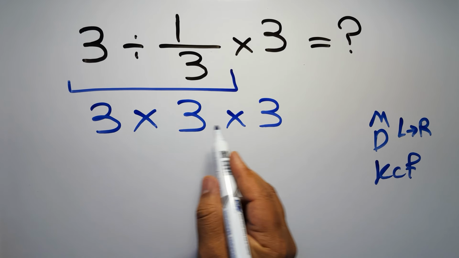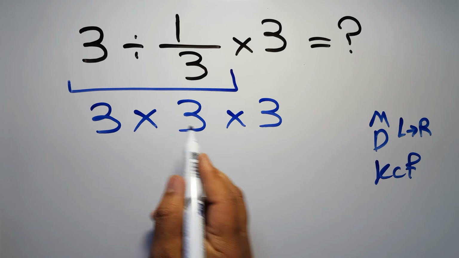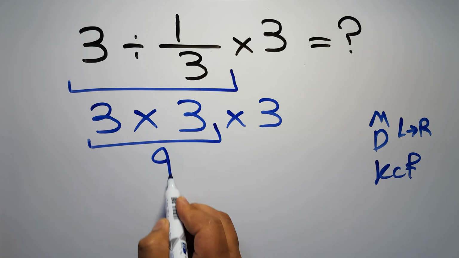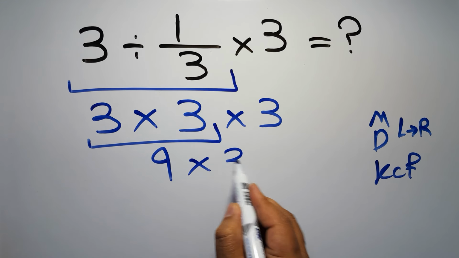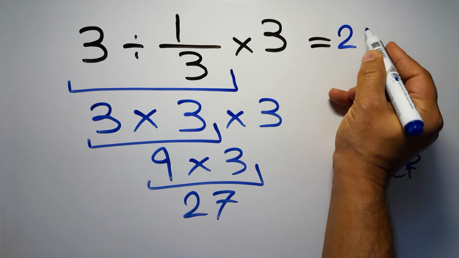3 times 3 times 3. Okay? 3 times 3 gives us 9, and 9 times 3 is just 27. And this is our final answer to this problem. The correct answer is 27.